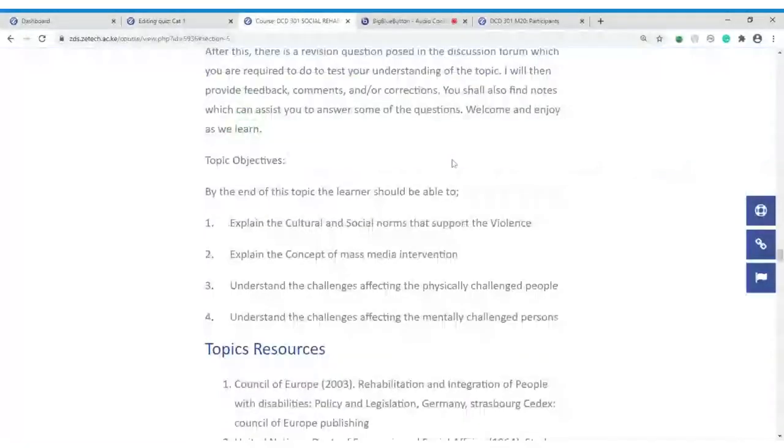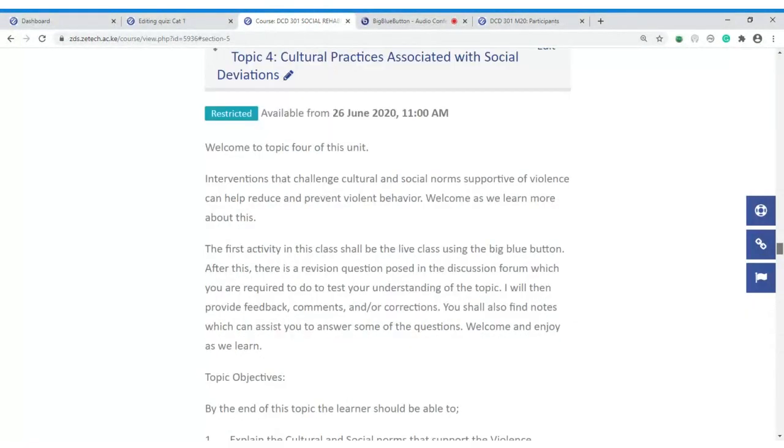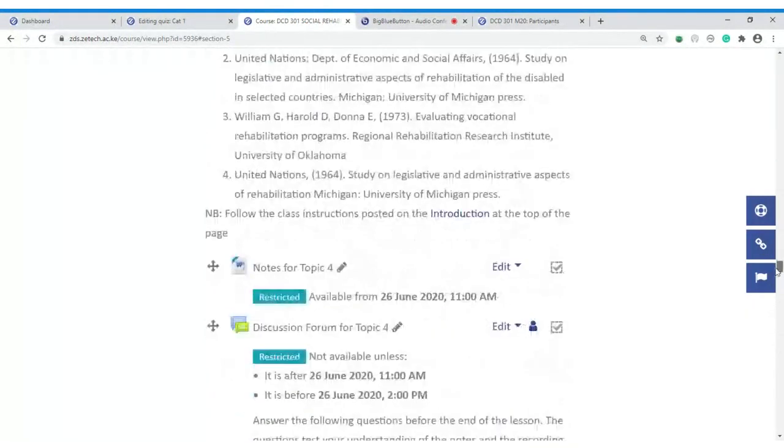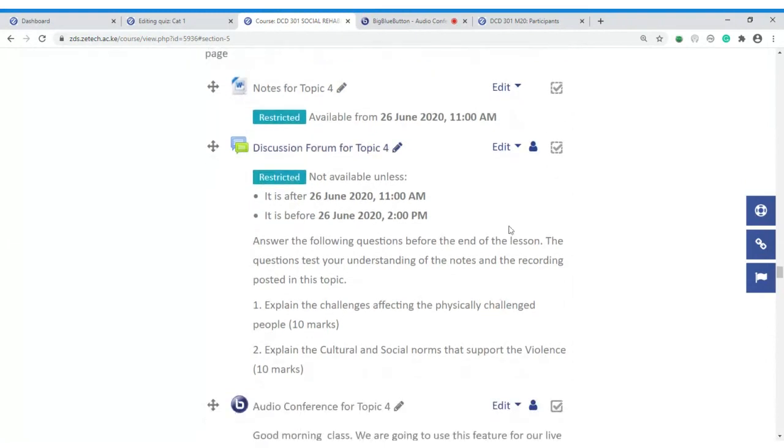Now, this is topic 4. If you can check here, this is topic 4 that is currently showing on your pages. This one. Cultural practices related with social deviations. That's the introduction. These are the notes, and then there's a discussion forum question. There are 2 questions. We have discussed quite a number of things. As you can see, I've restricted it before 2 p.m. I would like you to attempt these 2 questions between now and around 1:30 so that I can have that 30 minutes to also comment on your work.